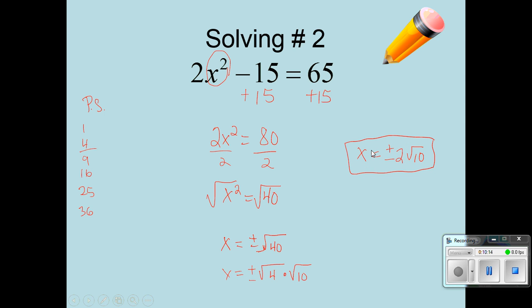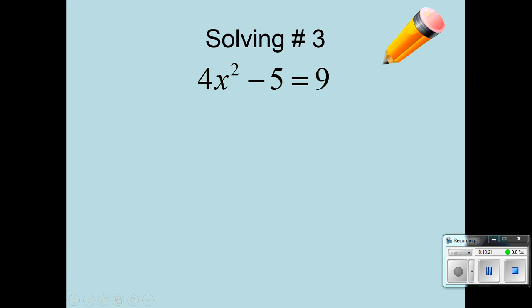So it's really important that you know how to simplify your radical. And if you don't, make sure you get in for tutoring. Okay, solving number 3 by square roots. Again, we have an x squared and we want to get that alone. So we're going to add 5 to both sides. So we get 4x squared equals 9 plus 5 is 14. Okay, now we're going to divide both sides by 4. And we're going to get x squared equals 14 over 4.